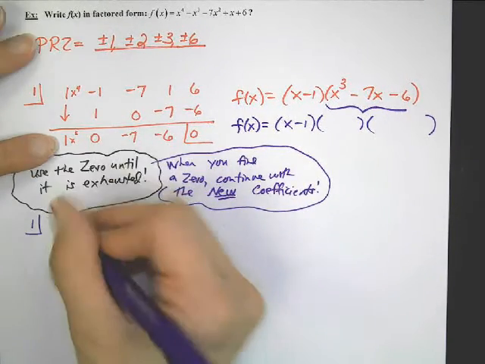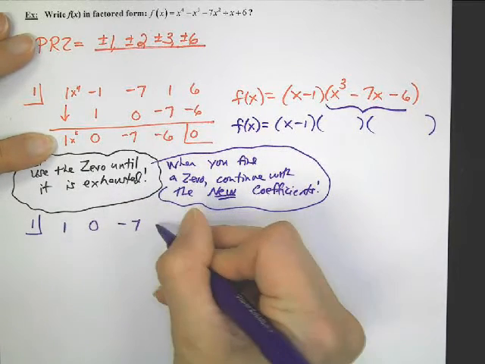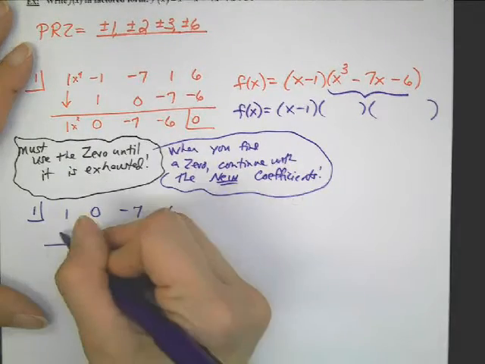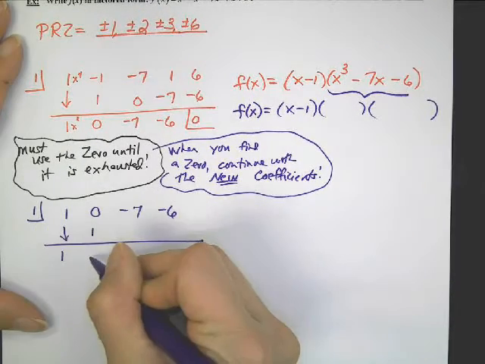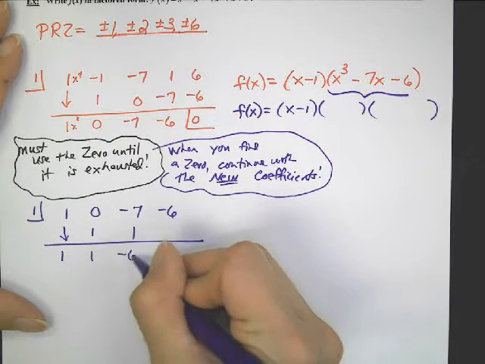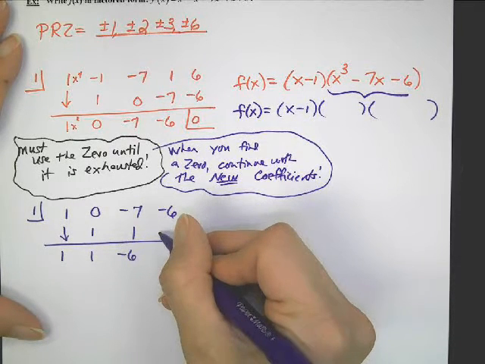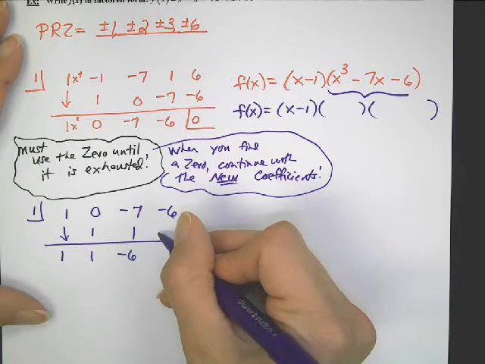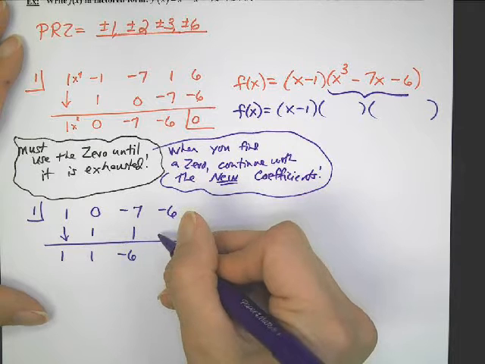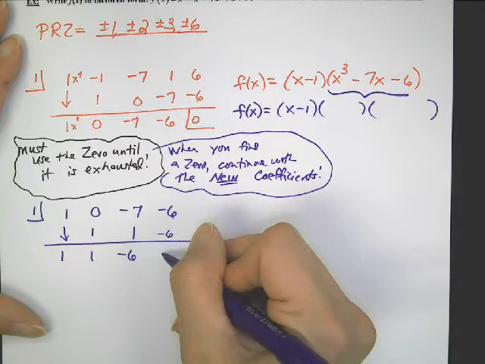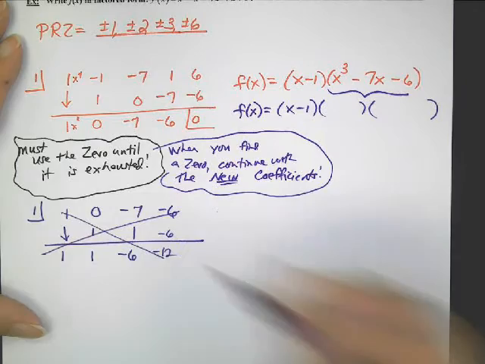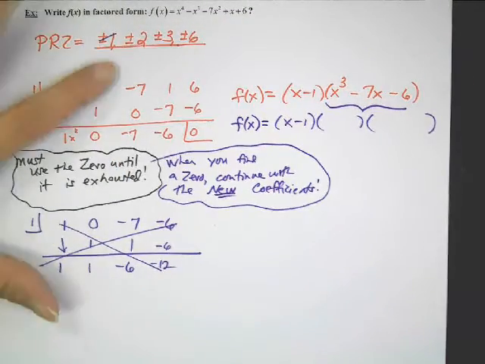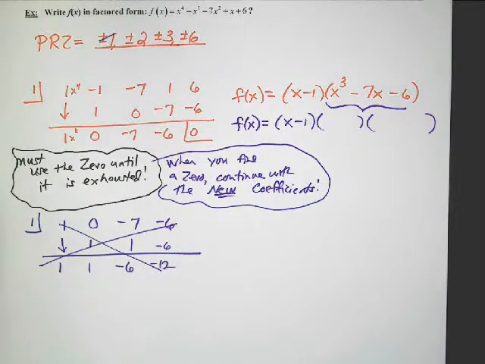Okay, so I'm going to use these numbers here. 1, 0, negative 7, negative 6. And let's see if 1 works again. Drop it down 1, 1, 1, 1, negative 6. Nope, did not work. Okay, so you can officially cross 1 off the list of numbers to try. Let's move on to negative 1.